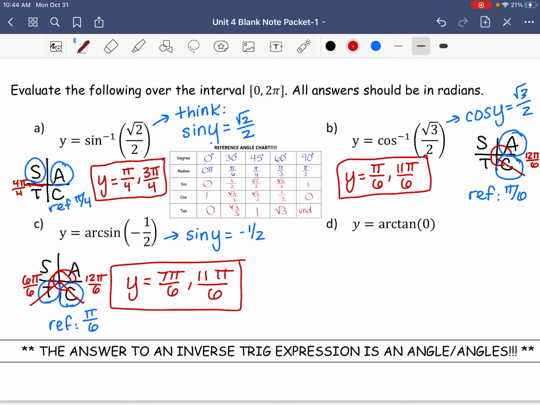Okay, part D is a little bit unique because we start off the same way. We say, okay, the tangent of y equals 0.